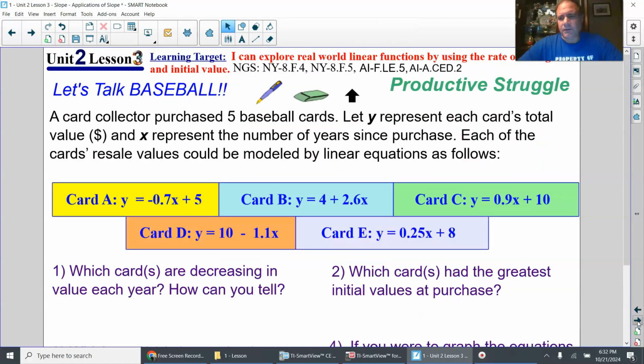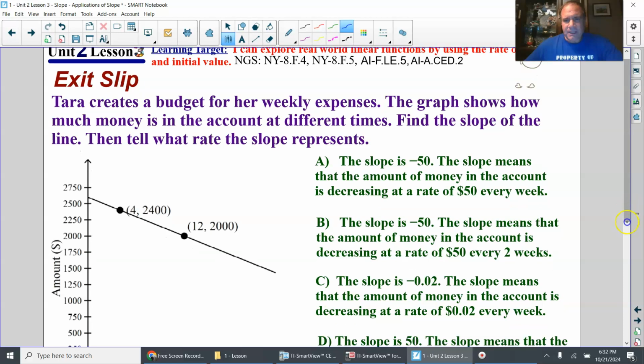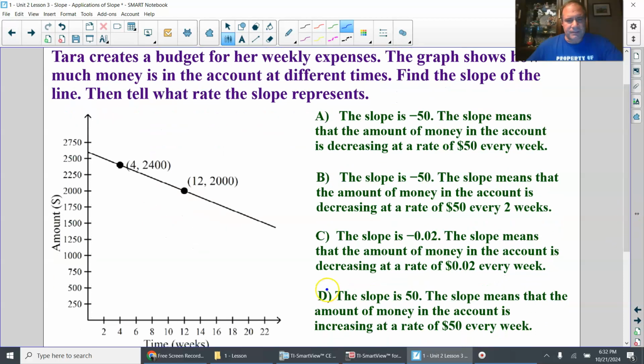Okay, we are going to skip the baseball, and we're going to go right to the exit slip. We're taking a look at what Tara creates, a budget for her weekly expenses. The graph shows how much money is in the account at different times. The slope of the line, we know that the slope is negative, right? Because this goes down from left to right. And they do have all slopes as negative except for D, so I'm going to cancel that out.